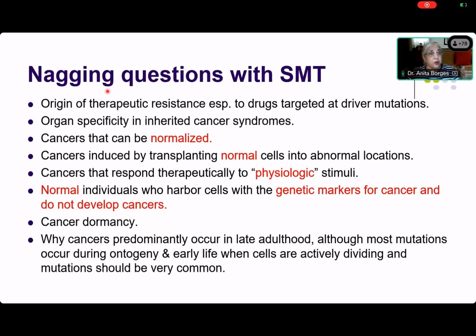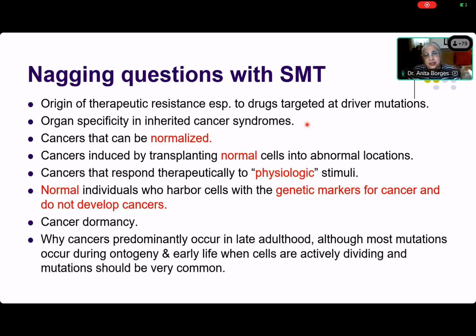And the first thing is, what is the origin of therapeutic resistance to drugs targeted at driver mutations? You have a mutation like EGFR, for instance. We're using targeted therapy, and yet therapeutic resistance occurs. So how does this therapeutic resistance occur? The other thing we just discussed, organ specificity in inherited cancer syndromes. Why do we get organ specificity in inherited cancer syndromes? Why do we get organ specificity in any cancer for that matter?